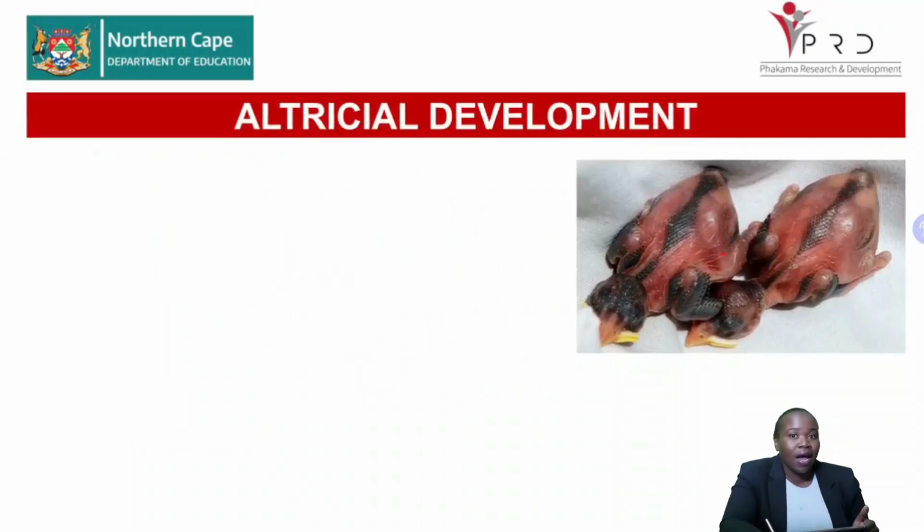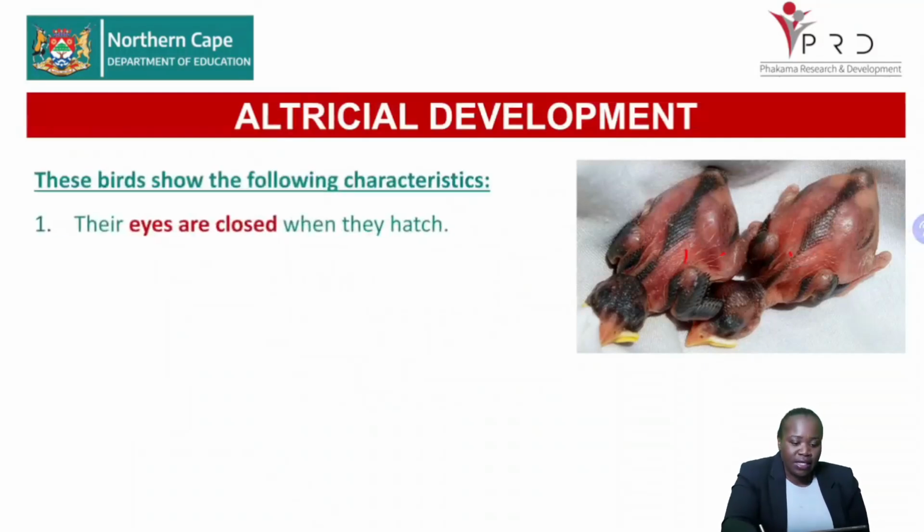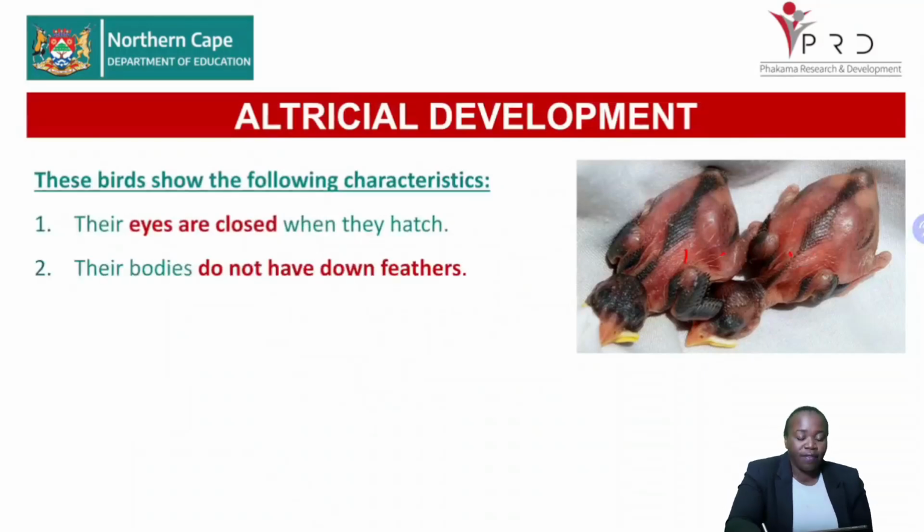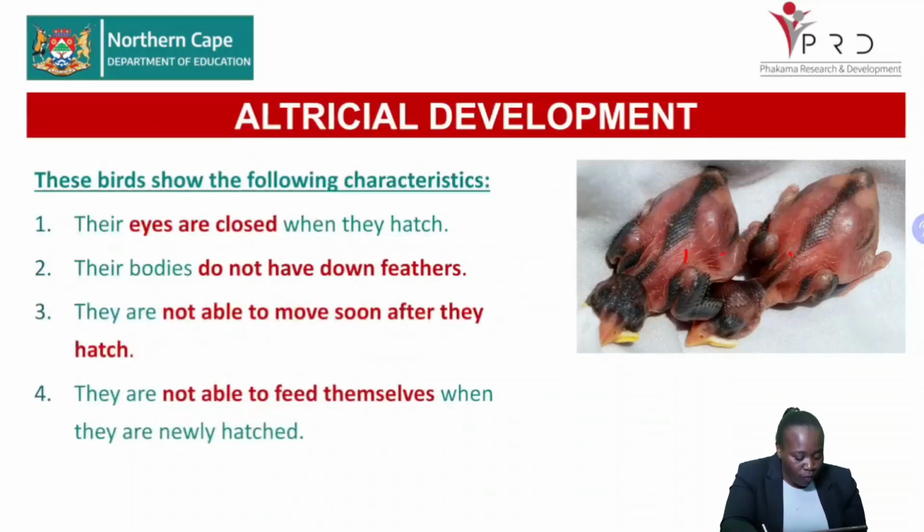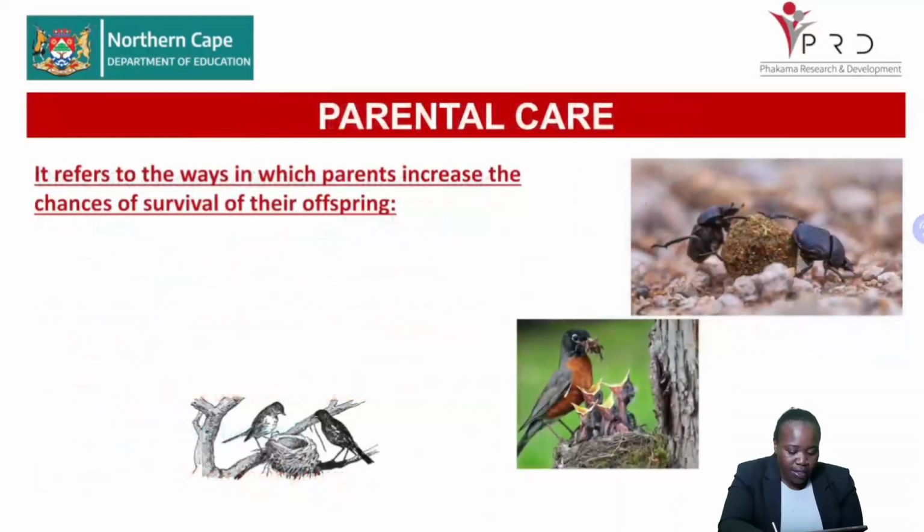with altricial development, they are not prepared at all. It is the opposite of precocial. With these ones, the eyes are closed. They do not have any down feathers. They cannot move. They cannot stand immediately after birth. It means that they cannot feed themselves as well, and therefore they are dependent on their parents. So the eyes are closed, no down feathers, and they are not able to move, and also they are not able to feed themselves as they hatch, meaning that they depend on their parents.